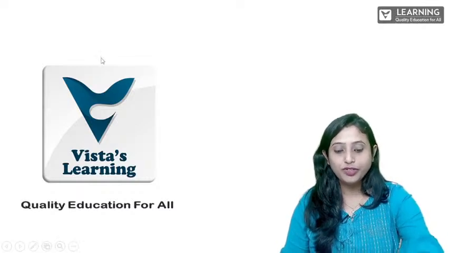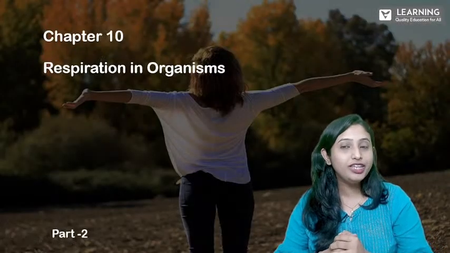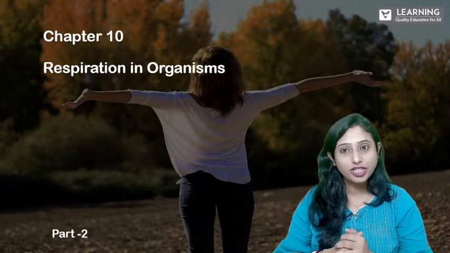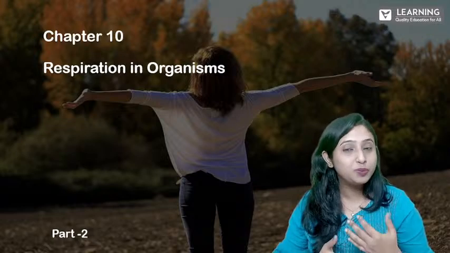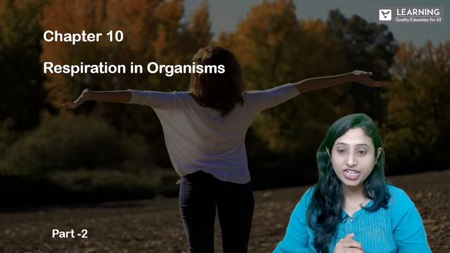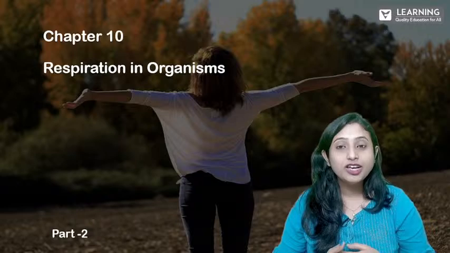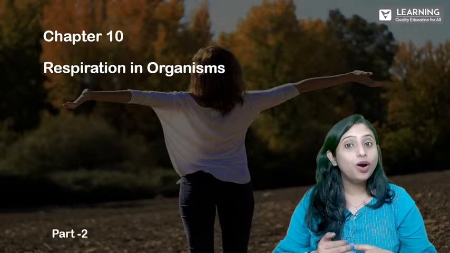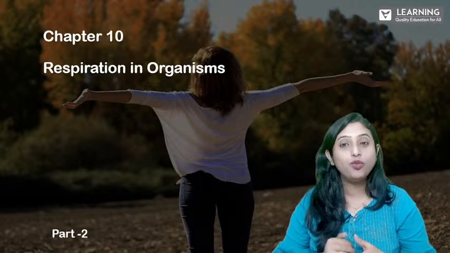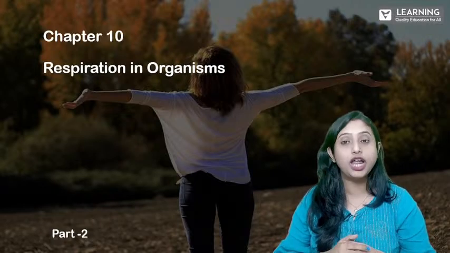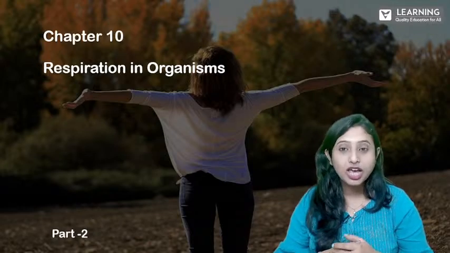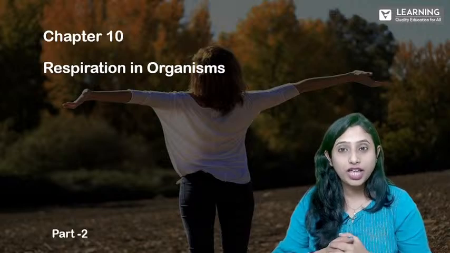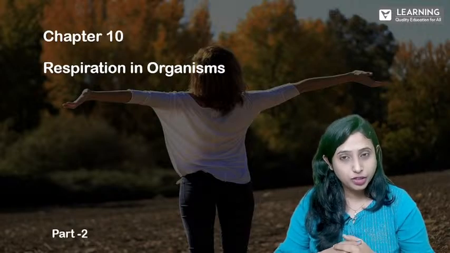So in our previous class, we started with a new chapter, right? That is chapter number 10. So what is chapter number 10? It is all about respiration, that is, respiration in organisms. In our previous class, what did we learn? We learned what respiration is, and what the two types of respiration are, and the process of respiration in human beings, right? So you have seen how human beings respire.